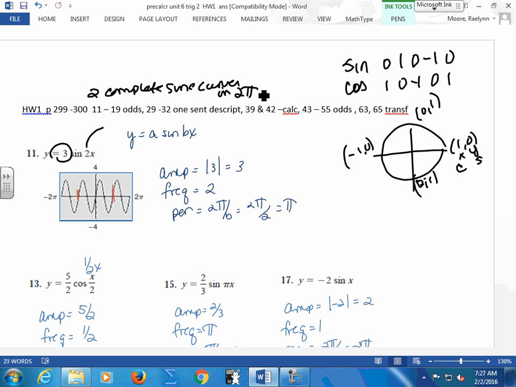Sometimes if you forget it, you can make it make sense in degrees and then get it back to radians. So b is frequency. How many complete curves in one full cycle in 2 pi?